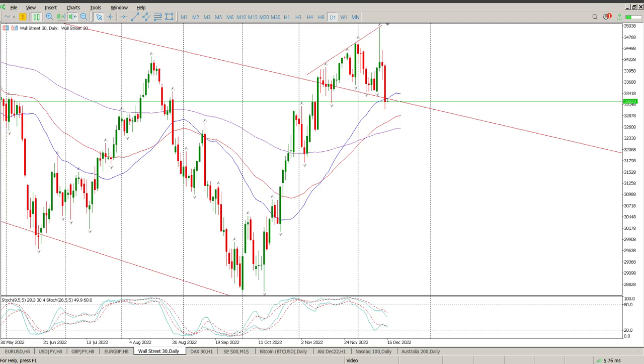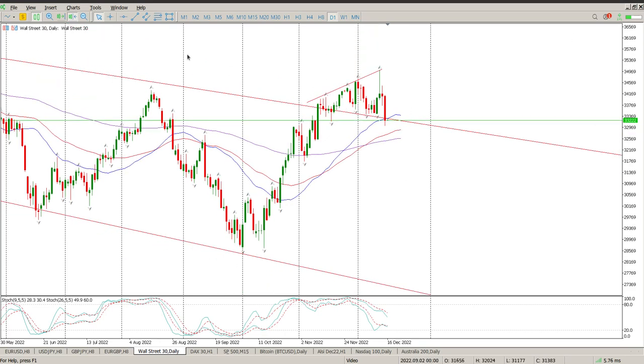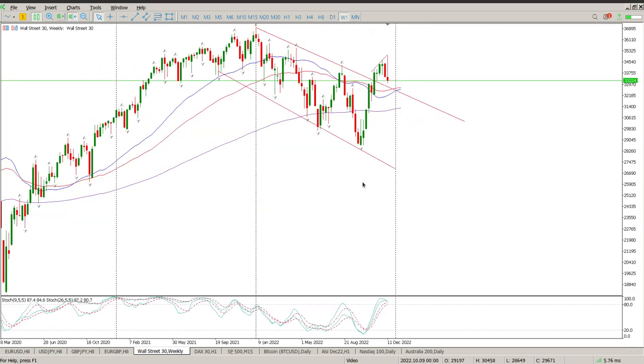Good morning, everybody. And this is your Dow Jones day trade setups for today. So what do we have on the go here? I think let's just start on the weekly.